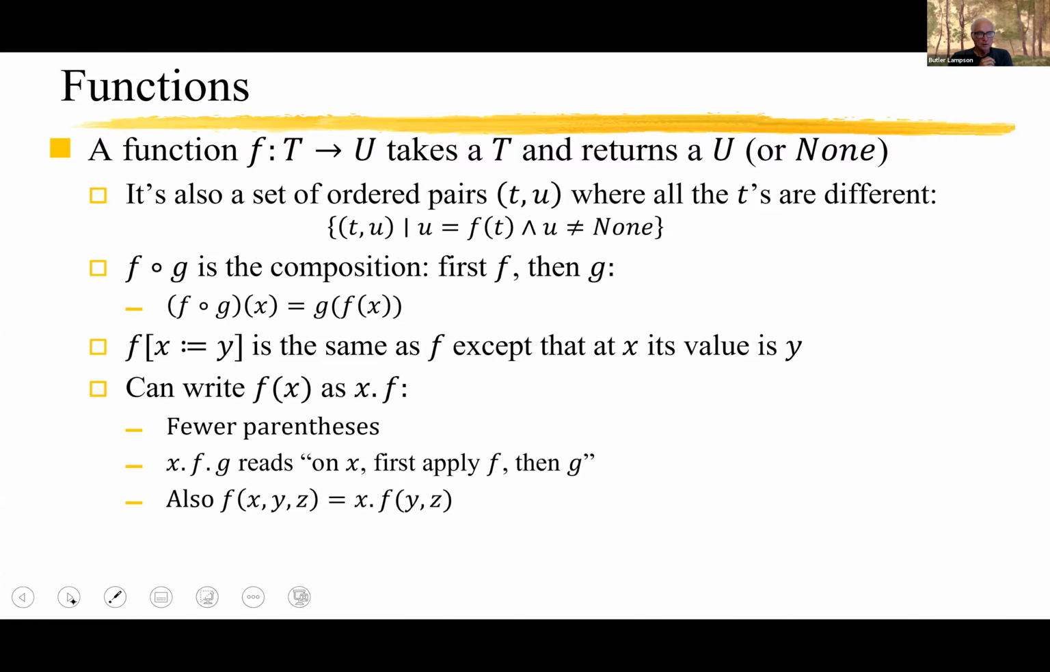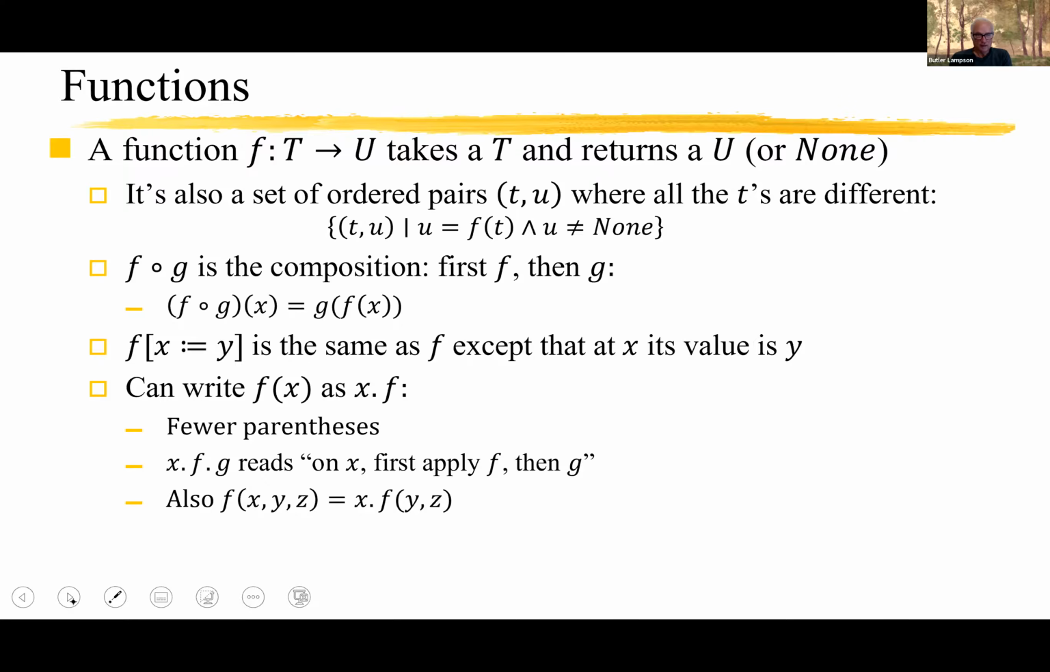Okay, a little bit more notation. We saw sequences. Functions, of course, are more general than sequences. We write a function f: T → U to mean that the function takes a T and returns a U. And implicit in what I say, though this isn't always going to be true, is that the function might also return none if it's not defined on its argument. Another way to think about a function is that it's a set of ordered pairs, as you learned in high school math, where all the t's are different. So it's the set of (t, u) such that u equals f of t and u is not equal to none.